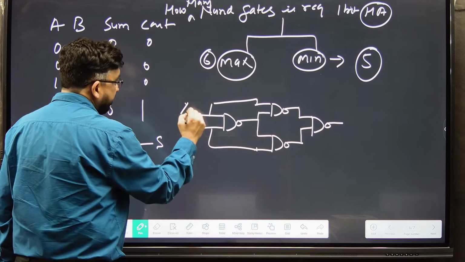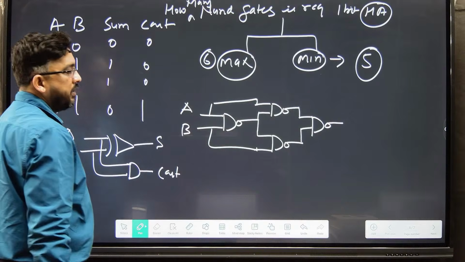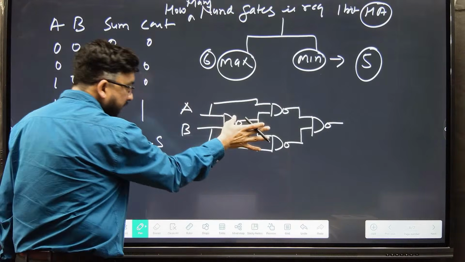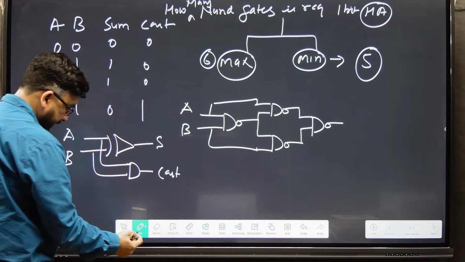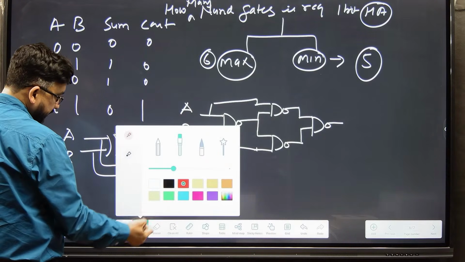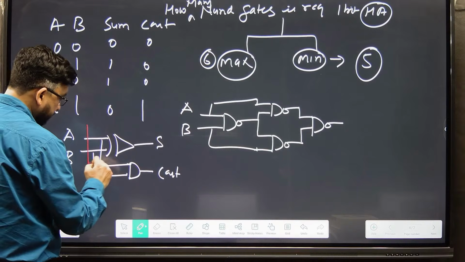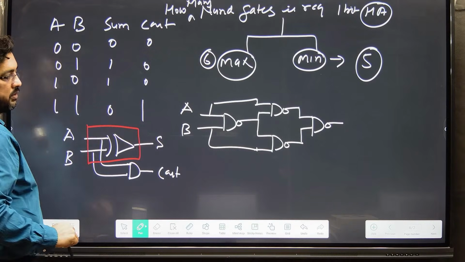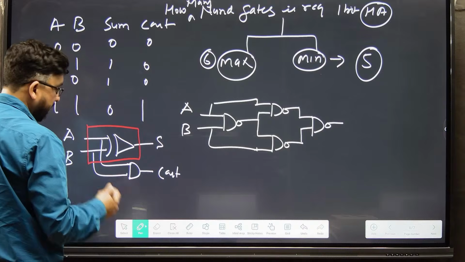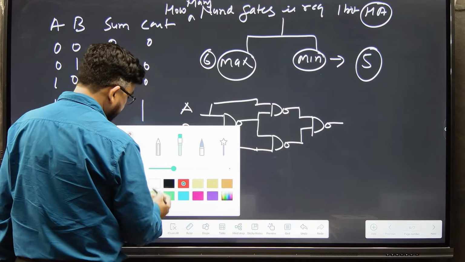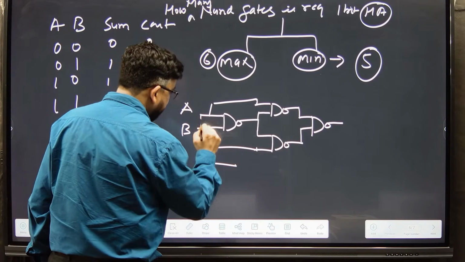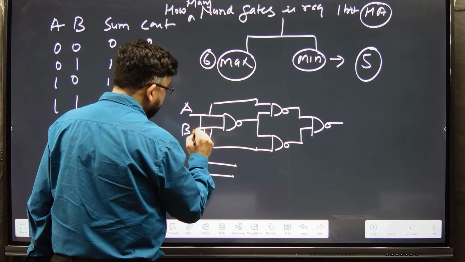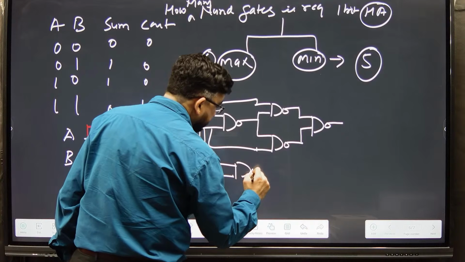This is your XOR. This part is your XOR. Now take A and B from here, and now this is your AND gate.